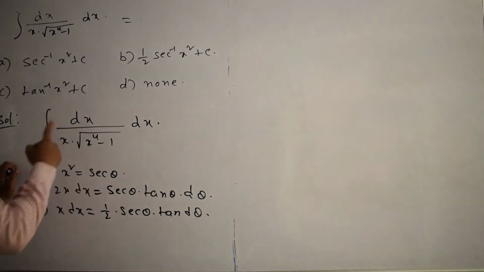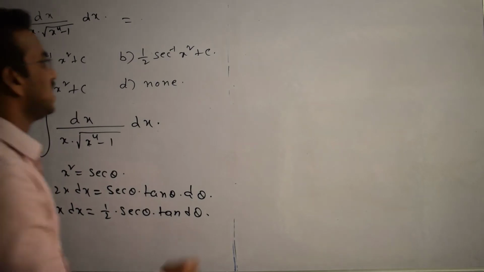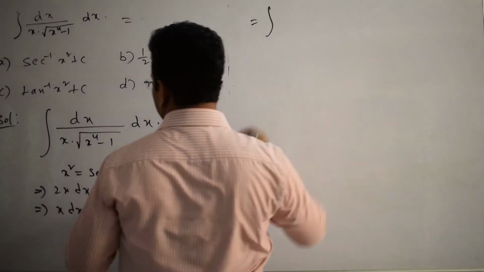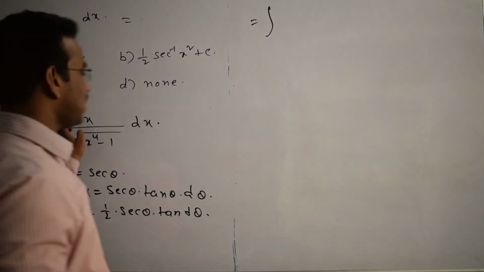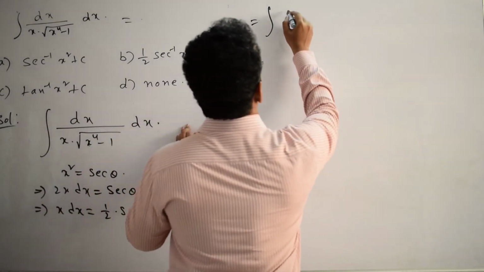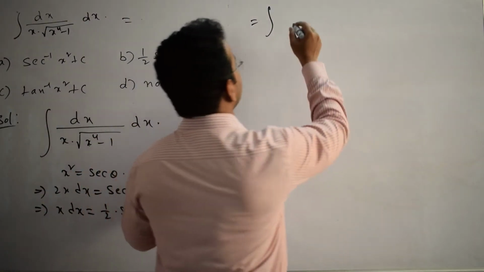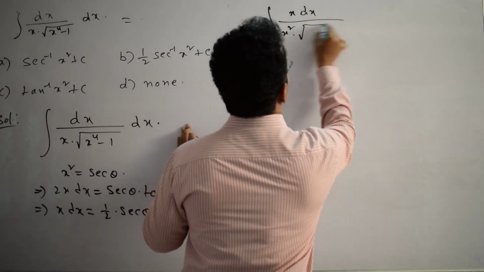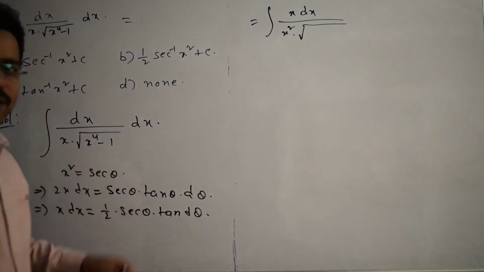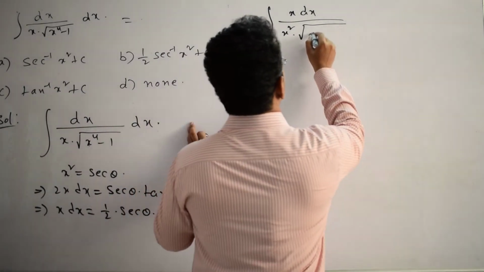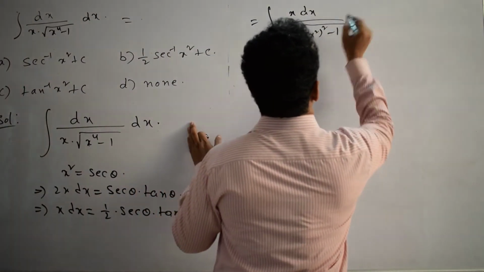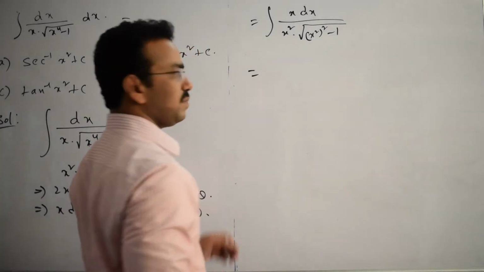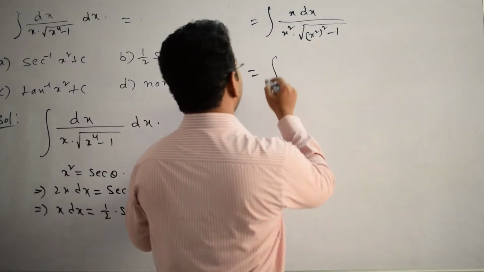Before going to substitution, we are going to readjust the given integrand. So I require x dx. So multiply and divide with x in both the numerator and denominator. So x dx by x square into square root of, what is x power 4? x power 4 can be written as x square whole square minus 1. That's it. Now in the next step, I am going to substitute the available values.